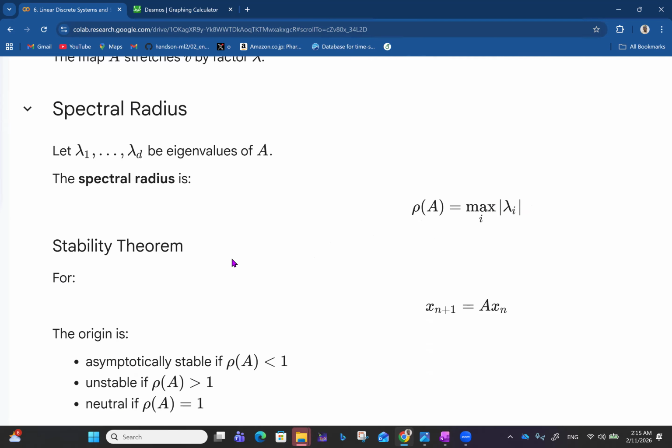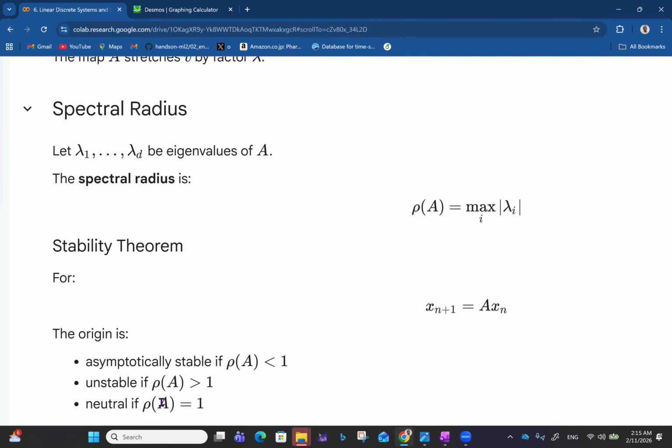Then we have the stability theorem for x_{n+1} equals A x_n. The origin is asymptotically stable if the spectral radius is less than 1. Just like when we said if the basic reproduction number is less than 1, it means that the disease is going to die out. Unstable if rho of A is greater than 1. So if the spectral radius is greater than 1, then the disease is going to spread. In mathematical epidemiology in particular, if the basic reproduction number is greater than 1, that means the disease is going to spread.